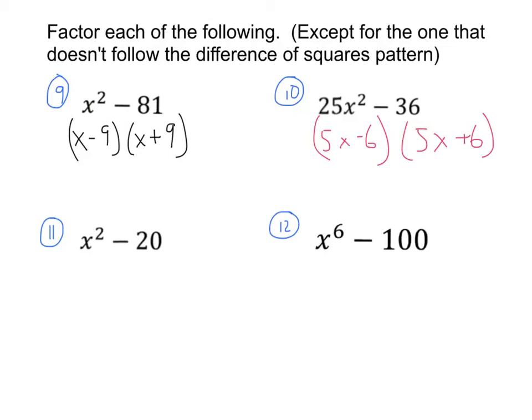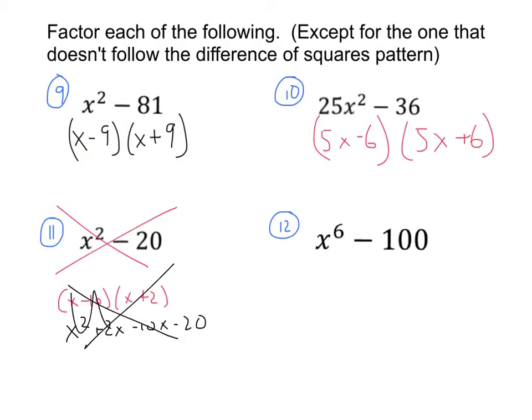11, this is the one that doesn't follow the pattern. So this one doesn't work. If you had put x minus 10 times x plus 2 maybe, you might think that works, but that doesn't. Because if you multiply that, you get x squared plus 2x minus 10x minus 20, which doesn't simplify to be x squared minus 20, right? So that doesn't work. Don't write that down. Okay. All right, 12. This one follows the pattern. This one comes out to be x cubed minus 10 times x cubed plus 10.